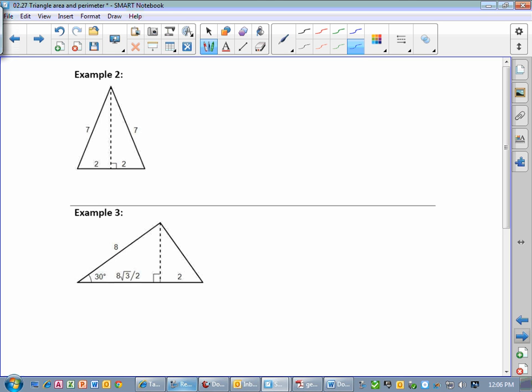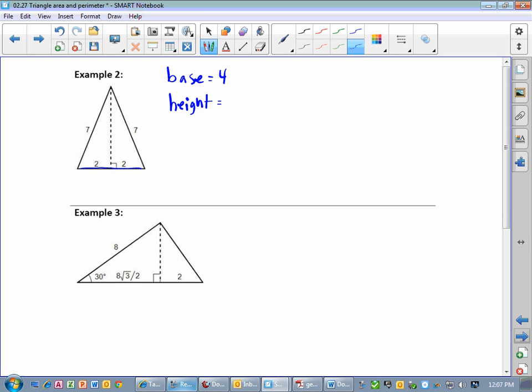So, for example, number 2. That's a lot of work. Same problem: find the base, the height, the area, and the perimeter. So what is the base of this triangle? It's 4. It's this whole side right here. What's the height of the triangle?